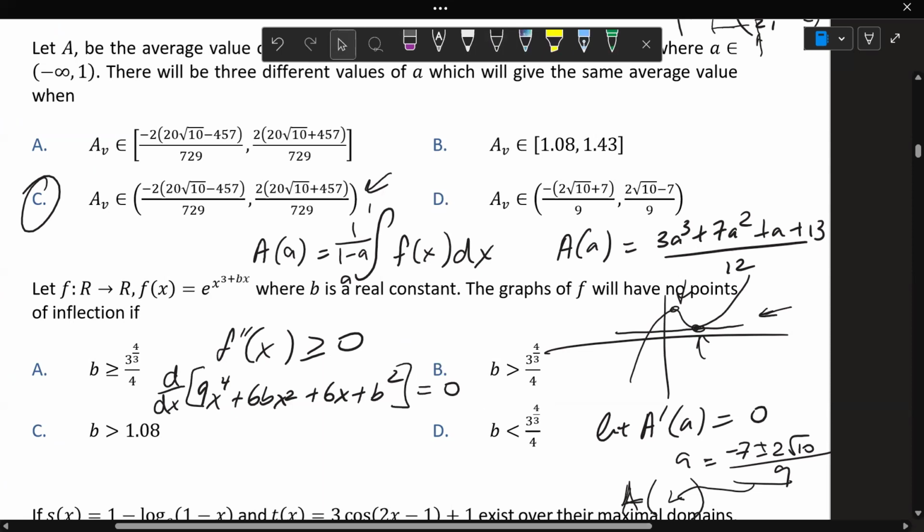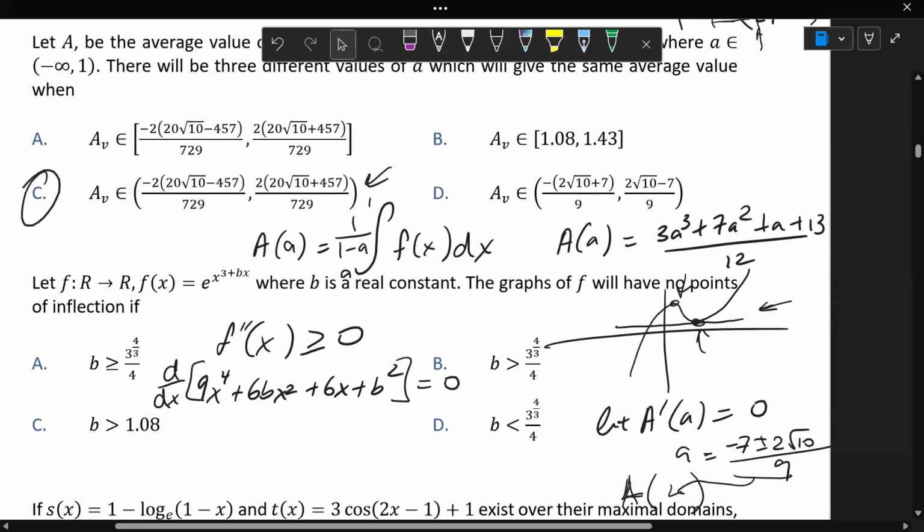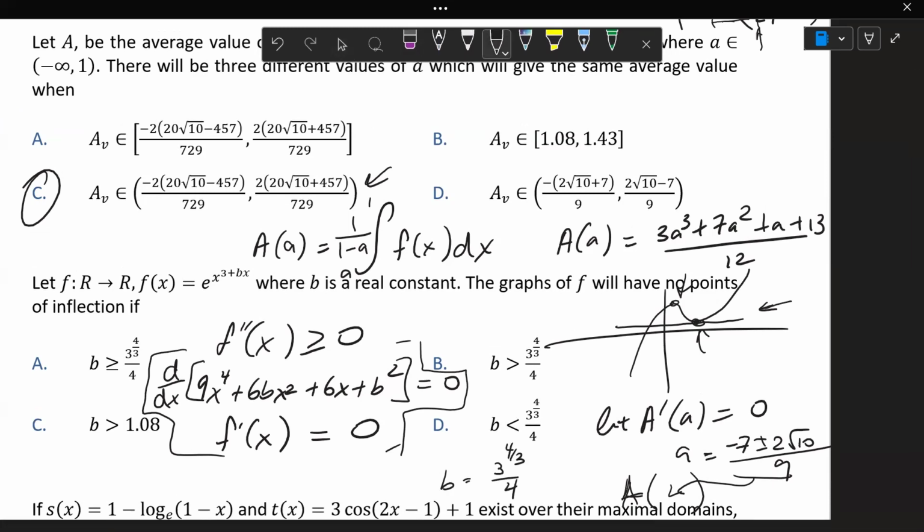Solve this, and you also need to solve for this. Solve for f dash x is equal to 0. And you end up getting b equals 3 to the power of 4 over 3 over 4. And at that point, what you should do is just go and graph this and use your slider.